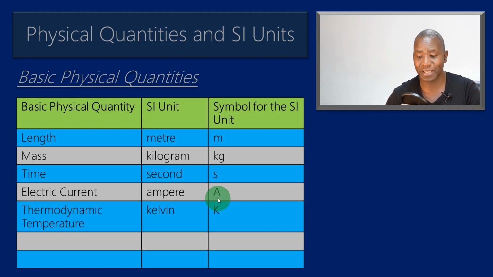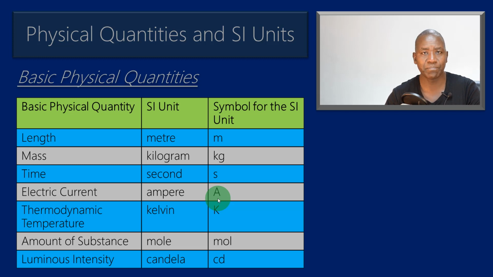Thermodynamic temperature is another example. The SI unit of thermodynamic temperature is kelvin, and the short form of kelvin is uppercase K. Then we've got amount of substance, which is the mole. The short form of mole is mol, pronounced as mole. And the last of the 7 basic physical quantities is luminous intensity. The SI unit is candela, and the short form of candela is cd.